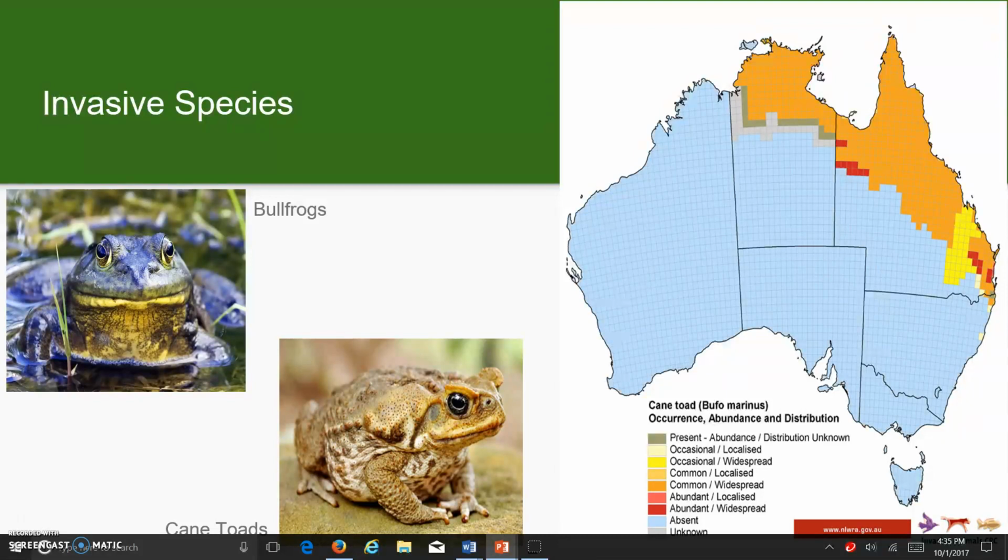So they outcompete other amphibians for food, and the map above shows their locations throughout Australia where they are widespread. They actually originate in South America and were later brought to Australia.